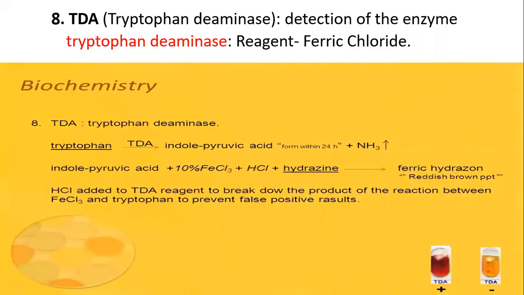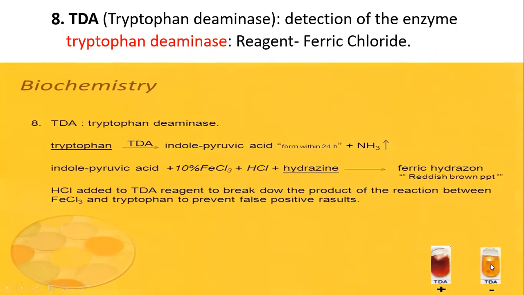Okay, after that, the TDA, tryptophan deaminase, is the detection of the enzyme tryptophan deaminase. And we also provide a reagent in the form of ferric chloride. What is the chemical reaction? We provide tryptophan in the media, and if it has the TDA enzyme, indole pyruvic acid will be produced. And when this indole pyruvic acid reacts with our applied reagent, it will produce ferric hydrazone, and a reddish brown color will be produced.